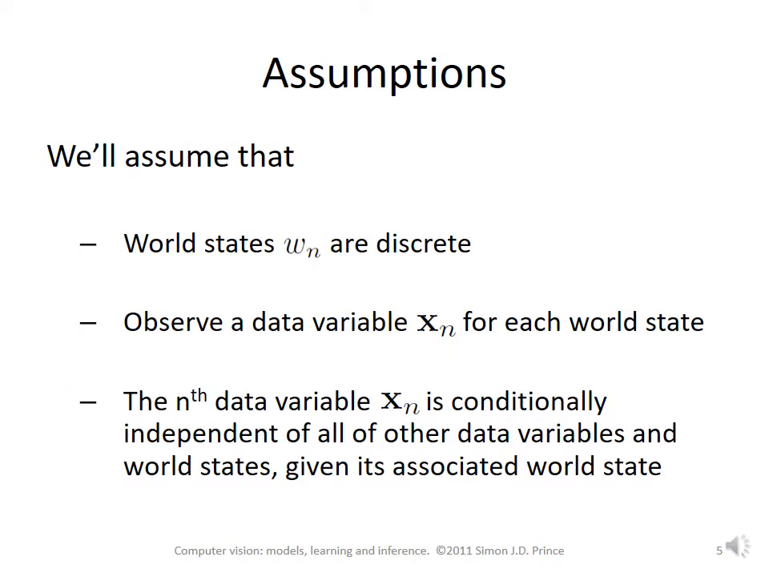So the assumption is that w's are discrete, and the assumption is that our x's can be continuous or discrete, and we have these associations that one observation x is associated with each w, and the x's are independent of each other. So we're going to take this generative approach that the nth observation x is somehow conditioned on the associated w.